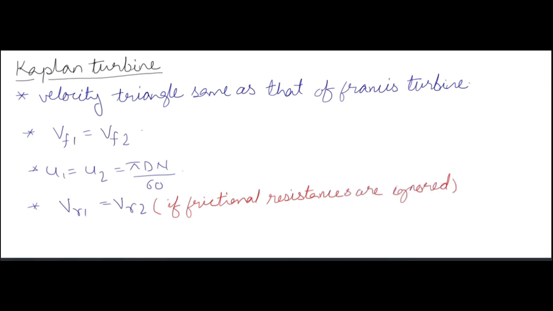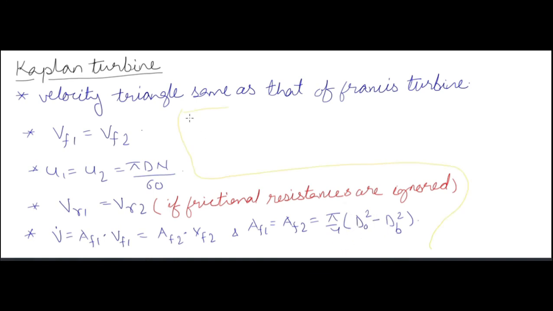Also, Vr1 is equal to Vr2 if frictional losses are 0. And the volumetric flow rate is equal to Af1 into Vf1 is equal to Af2 into Vf2. This is the continuity equation, where Af1 is equal to Af2 is equal to pi by 4 into (d0 squared minus dB squared). dB is the diameter of the boss and d0 is the outside diameter. Blades can be adjusted only in the Kaplan turbine.